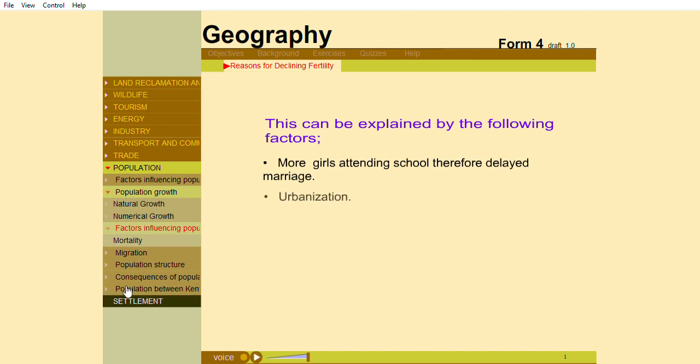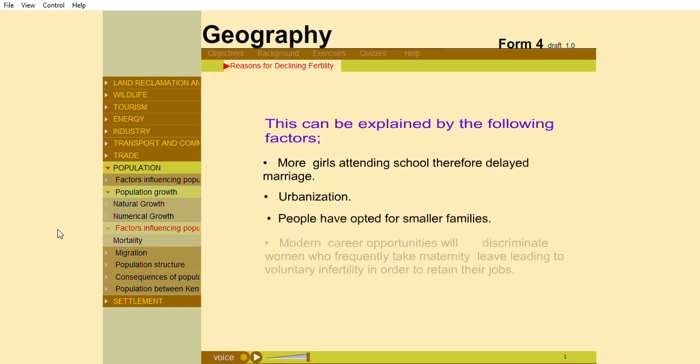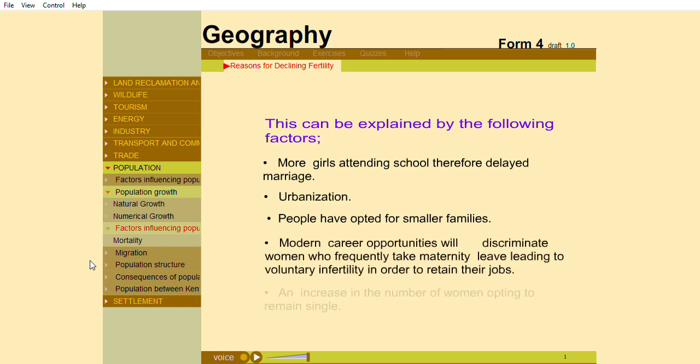This can be explained by the following factors: more girls attending school, therefore delayed marriage. Urbanization. People have adopted smaller families. Modern career opportunities will discriminate against women who frequently take maternity leave, leading to voluntary infertility in order to retain their jobs. An increase in the number of women opting to remain single.